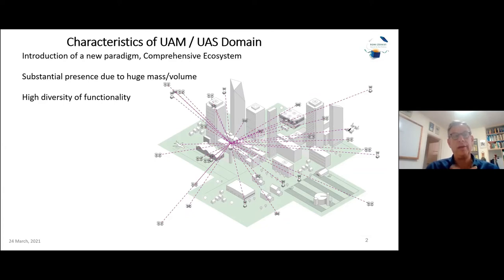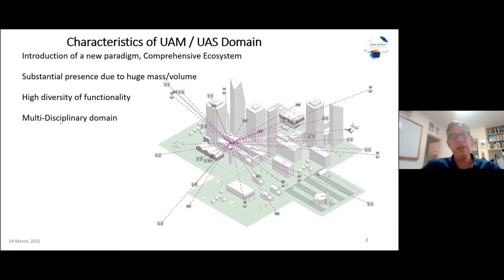We talk about a high diversity of functionality, so we need to address those. If we talk about urban air mobility around the urban environment, it's completely different from UAVs that are going to be used for agriculture, or for utility inspection, or for fire control, or for other things. Each of them has its own functionality, each of them has its own requirements, and not all of them are complementary in that sense, and we need to see how they work together.